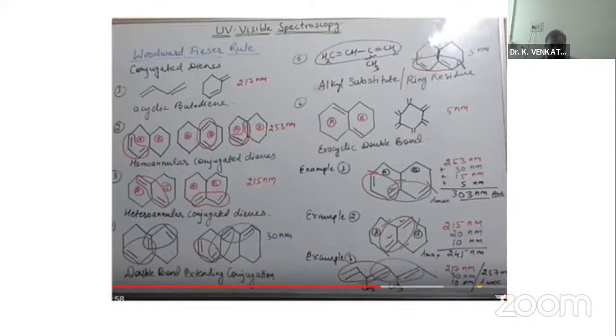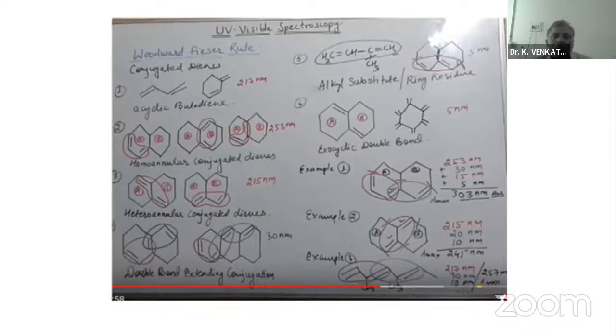Focus only on the 1,3 butadiene, then cut the remaining part. That is the linear chain part. The remaining part is called the substituent or ring residue. How many parts are cut? If 4 parts are cut, that is 4 into 5 nanometers. Each residue is 5 nanometers. If 4 methyl substituents are present, 4 into 5.